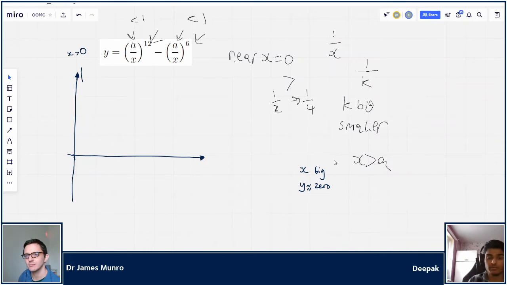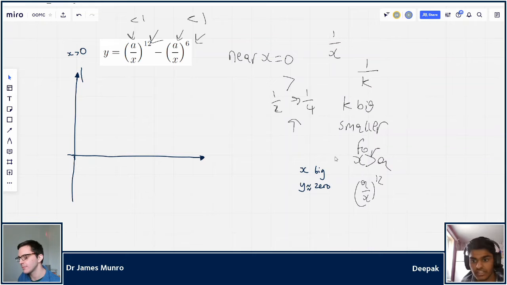So as we get x going bigger and bigger and bigger, we'll have something small to the power of 12 subtract something small to the power of 6. But what we've shown is that numbers between 0 and 1, if we make them to the power of something bigger, they actually get smaller, right? So (a over x) to the 12 will be less than (a over x) to the 6, right?